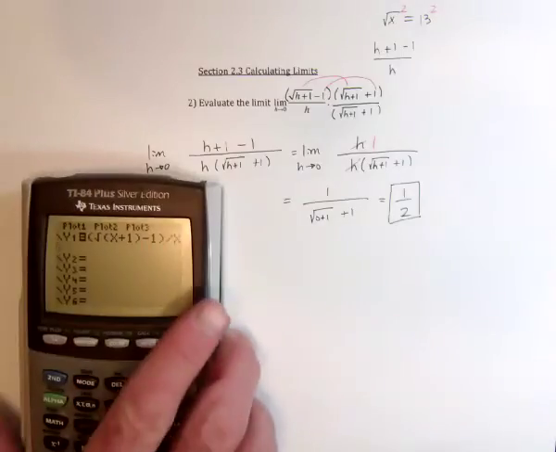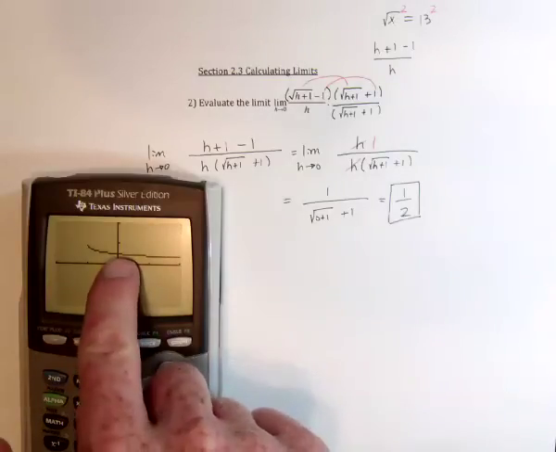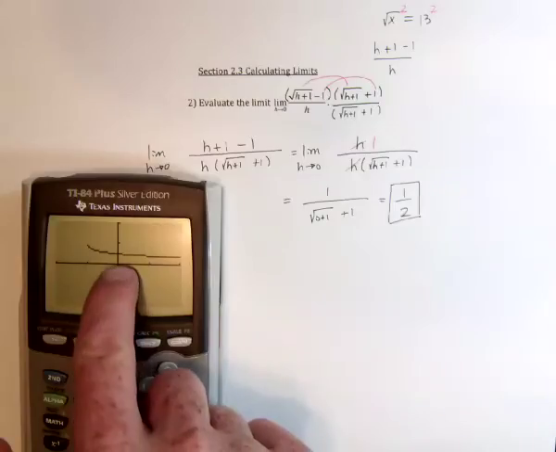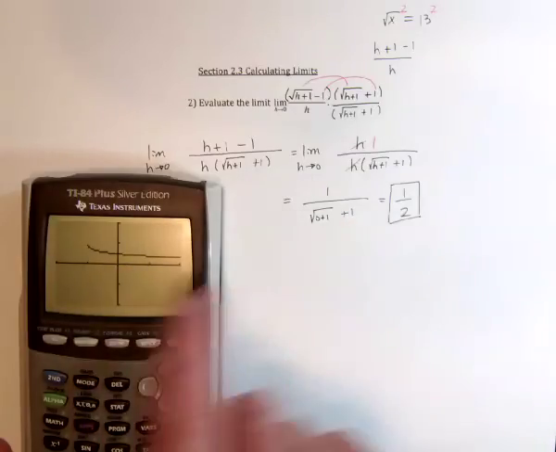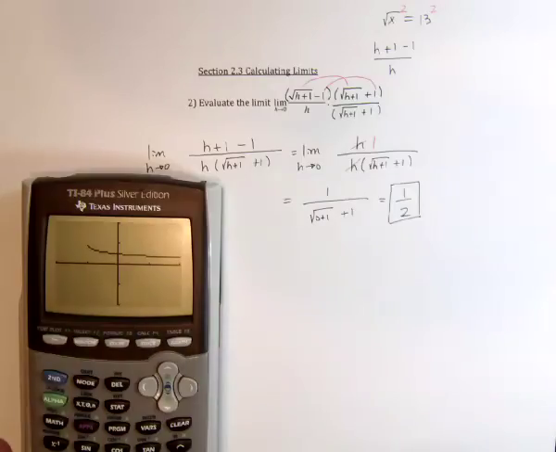Quick check of the calculator. So here's the original function before I did any algebra. And then take a look at the graph. And as we're close to 0 for the x value, or over here for the h value, then the function seems to be at a height of 1/2.